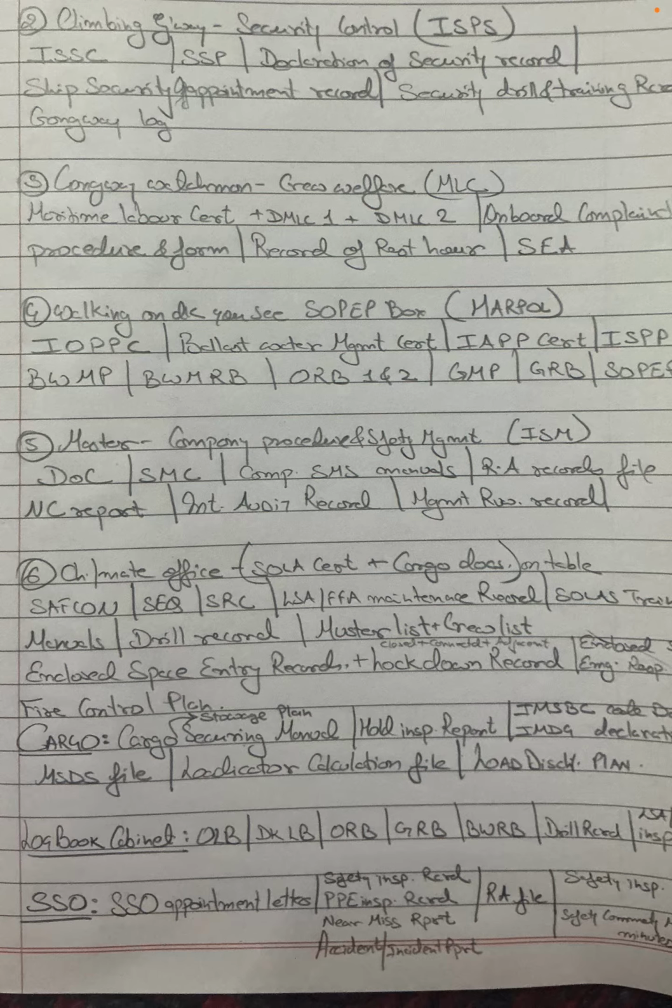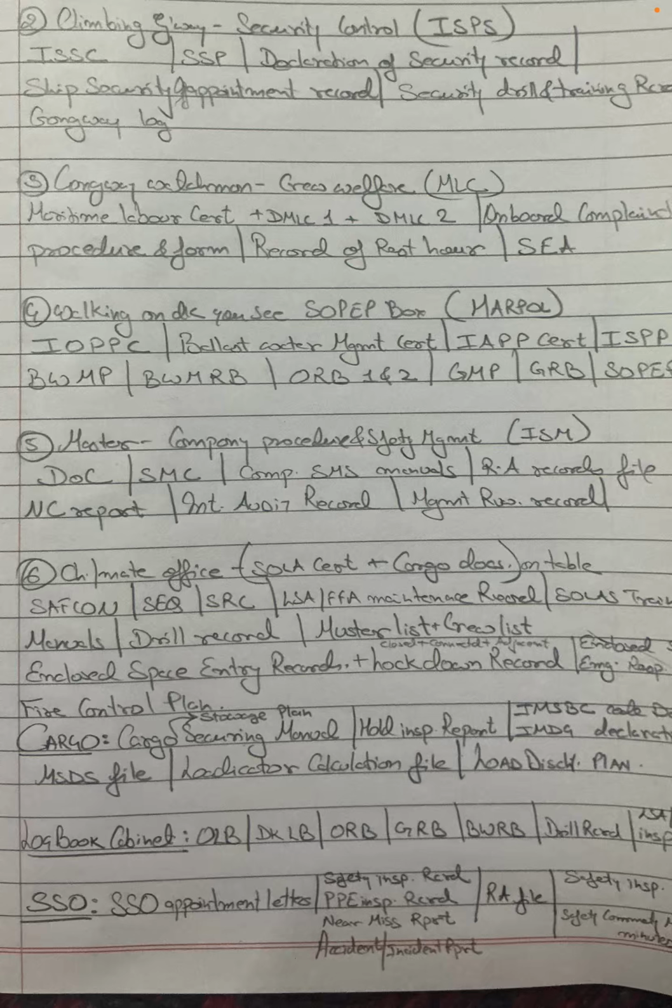What next? You have reached the master's cabin. What does the master remind you of? Company procedure and safety management. ISM, always read about ISM. So ISM: the first thing is the company gets the DOC, then the ship has its own SMC for the ship type. SMC is also granted, and then what's the next thing which comes?